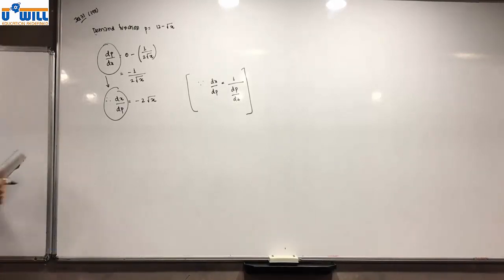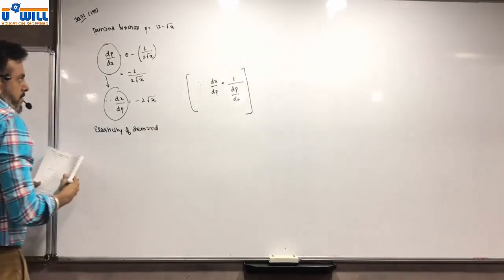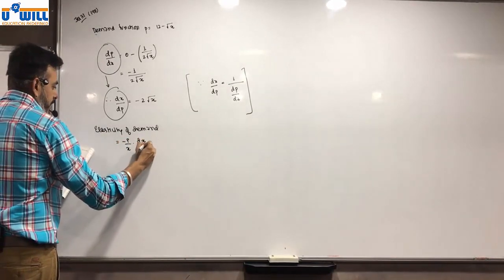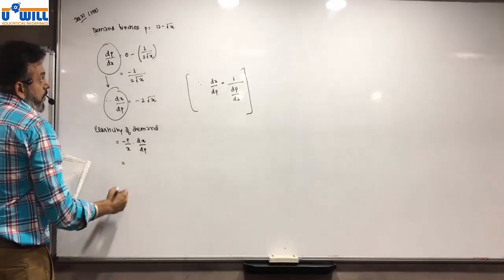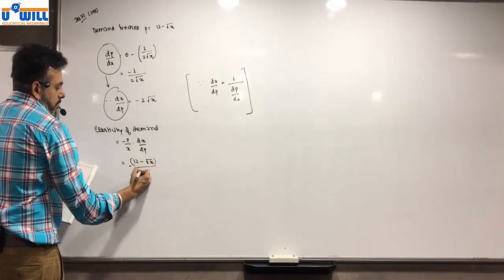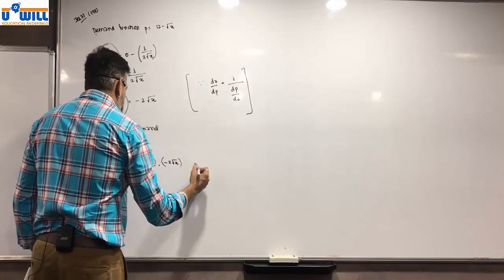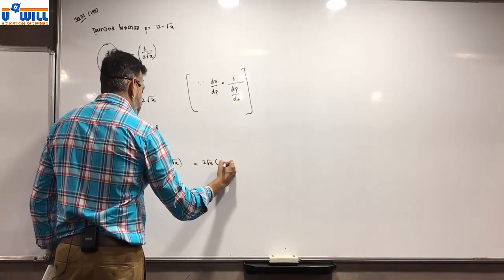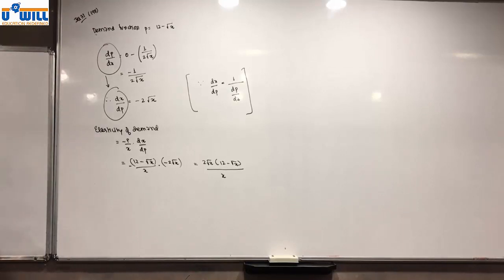Okay, now elasticity of demand is equal to -P/X into the derivative of X with respect to P, demand with respect to price, is equal to P is what? 12 - √X upon X into -2√X, which is equal to minus minus will become plus, 2√X into (12 - √X) upon X. No need to open the brackets and all.